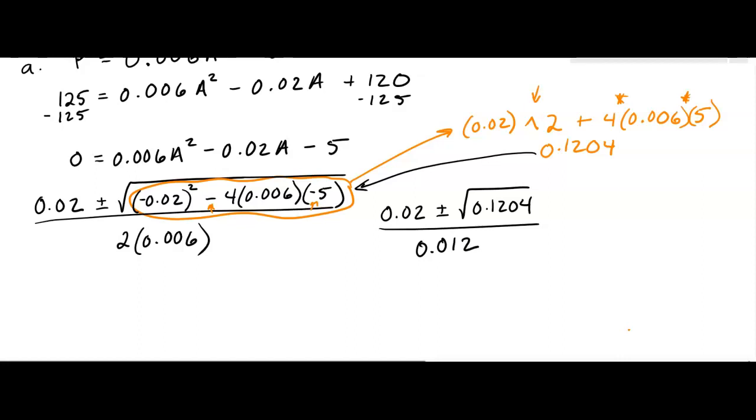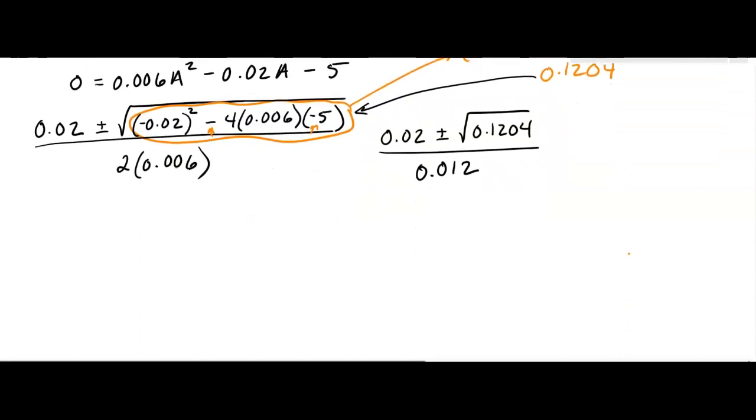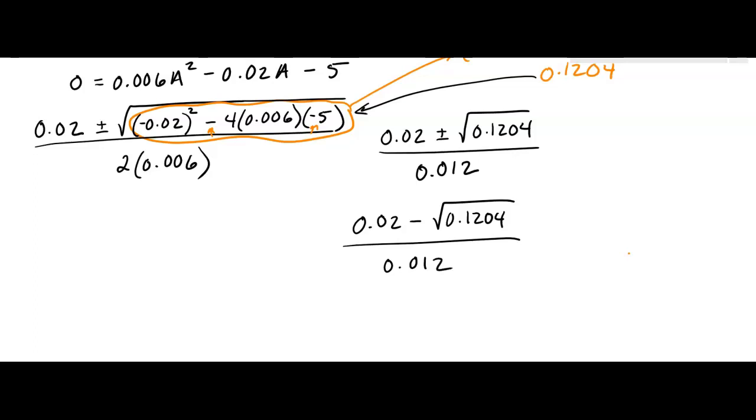0.012. Okay, I'm going to make 2 cases here. I'm going to have the 0.02 minus the square root of 0.1204, all divided by 0.012. And then I'm going to have the other case, 0.02 plus the square root of 0.1204 all over 0.012. Okay, so I have to be careful writing those numbers.